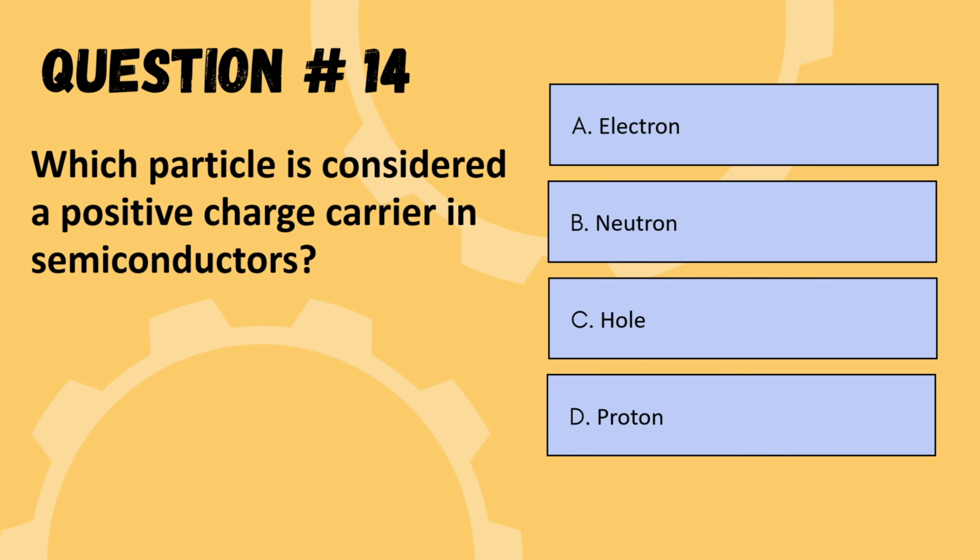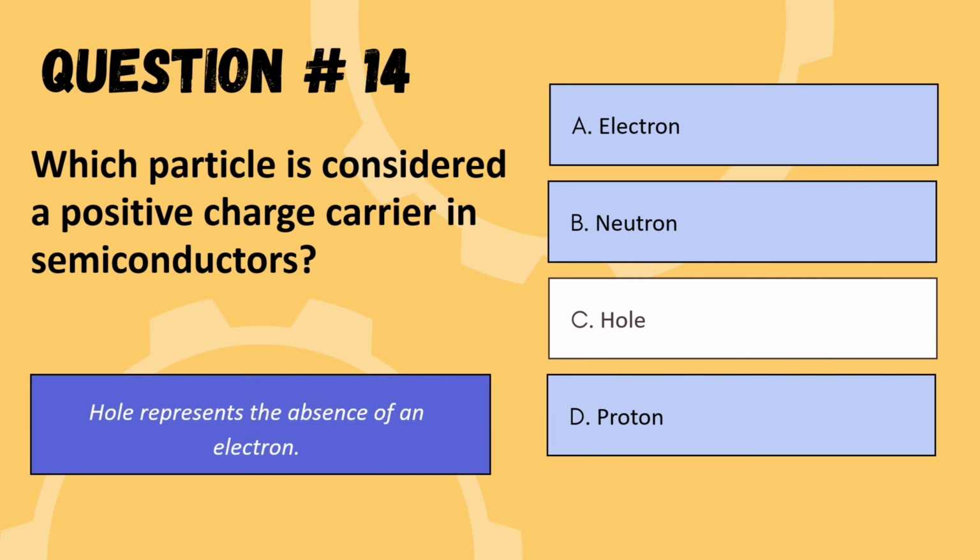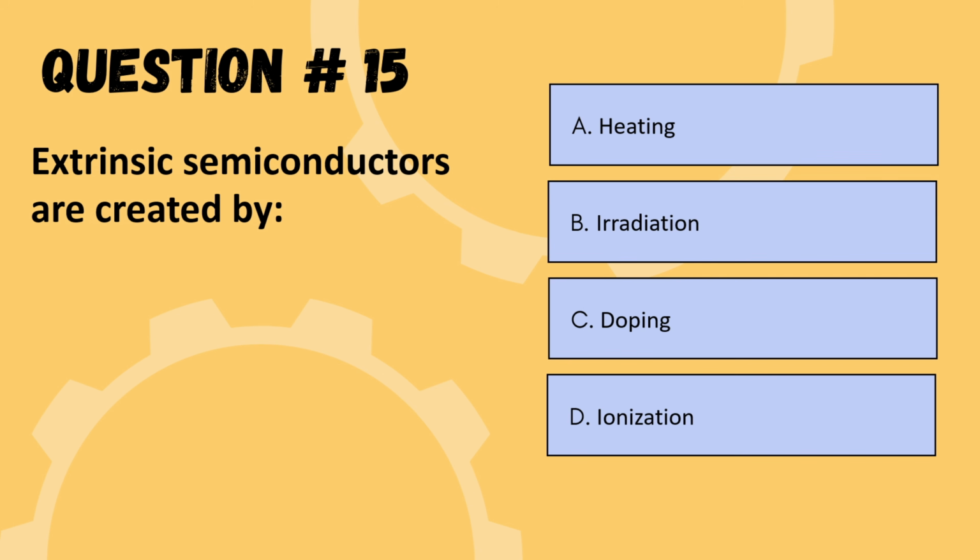Next question is: which particle is considered a positive charge carrier in a semiconductor? Options are electron, neutron, hole and proton. So the correct option is option C, hole. So we are moving to the next question. Next question is: extrinsic semiconductors are created by. Options are heating, irradiation, doping or ionization.